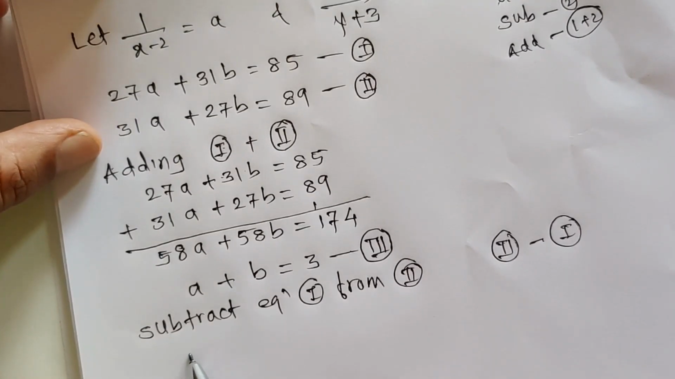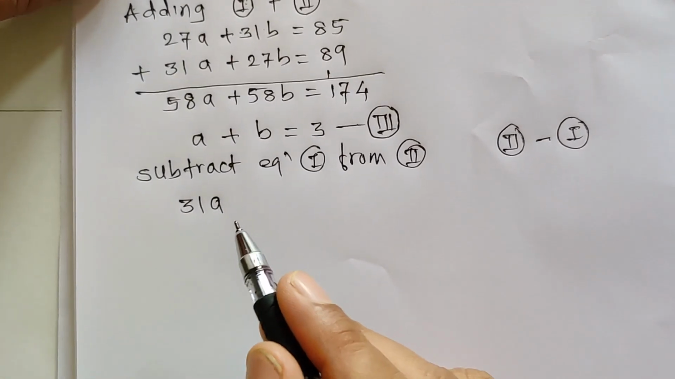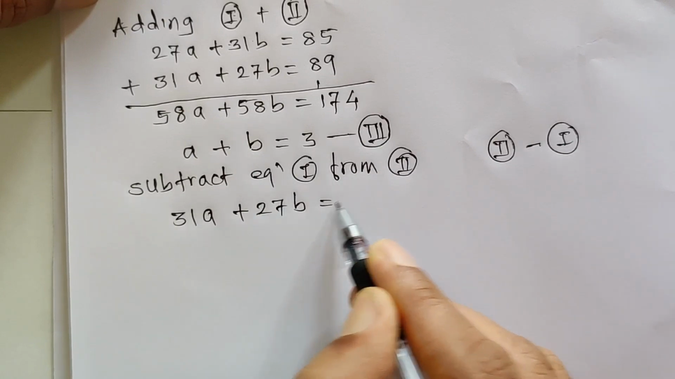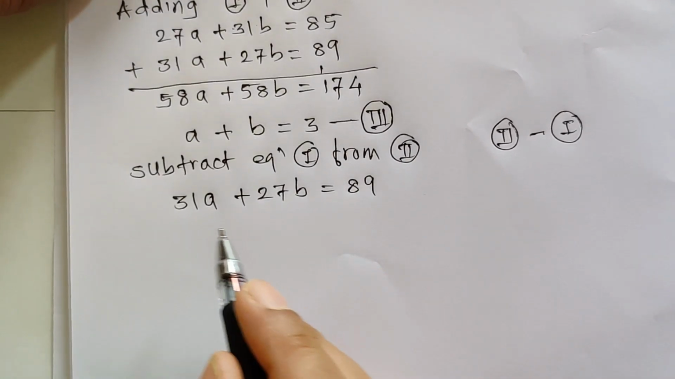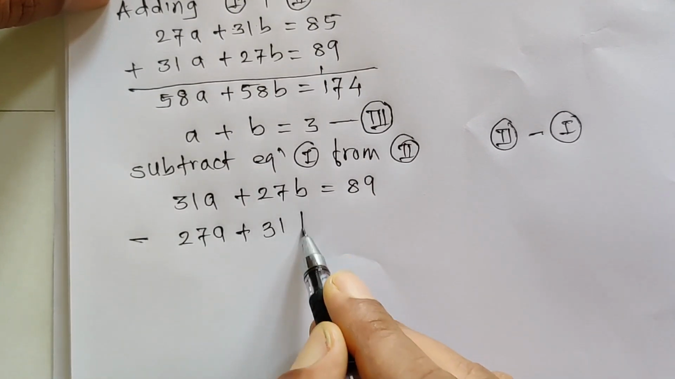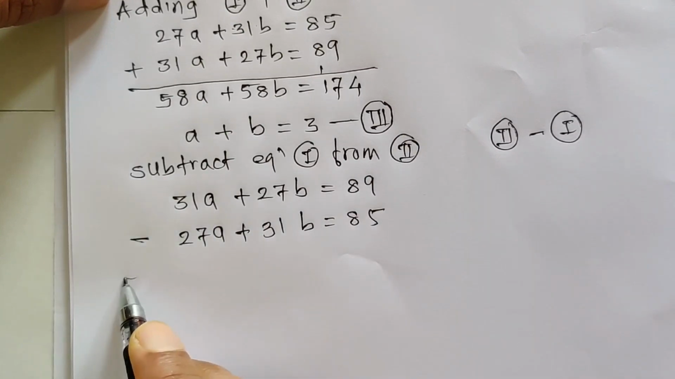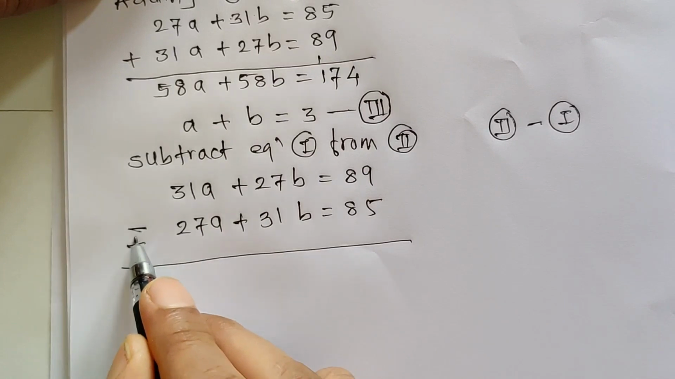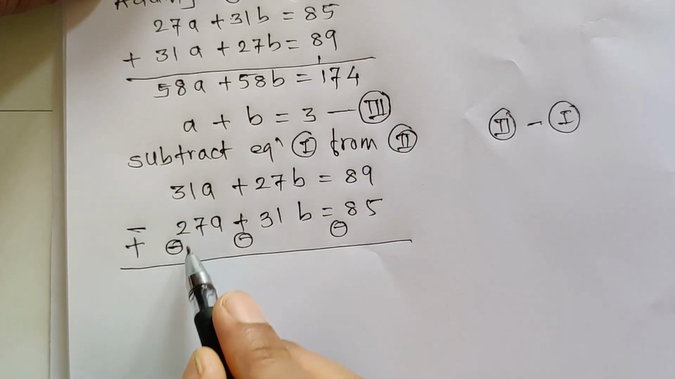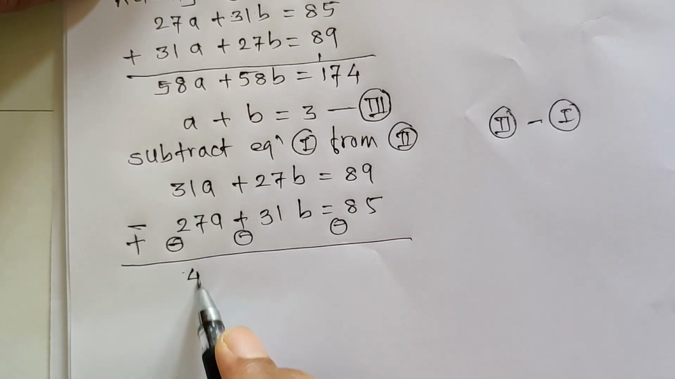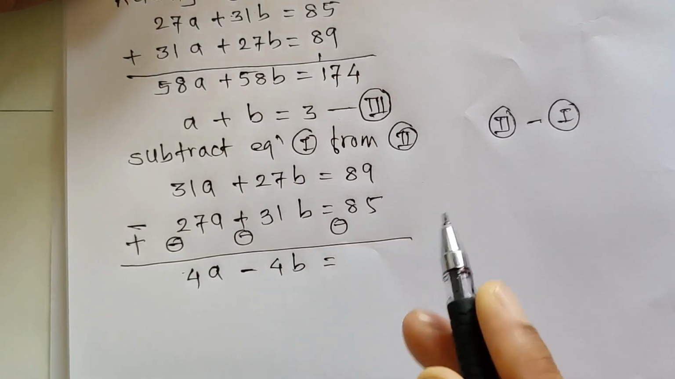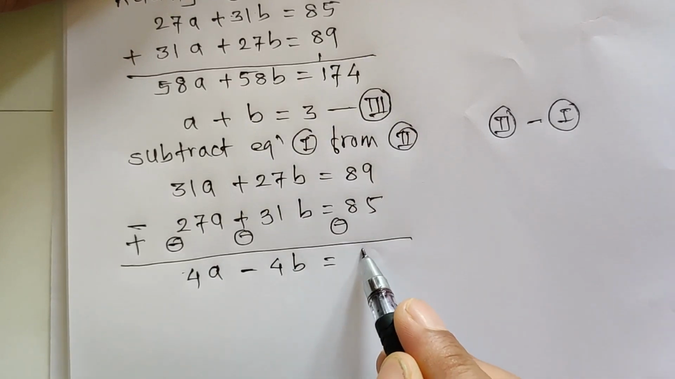So the second equation is 31a plus 27b is equal to 89, minus 27a plus 31b is equal to 85. Now you know, while subtracting we have to add both equations and change the sign of the second one. So 31 minus 27 we get 4a, 27 minus 31 we get minus 4b is equal to 89 minus 85 is 4.